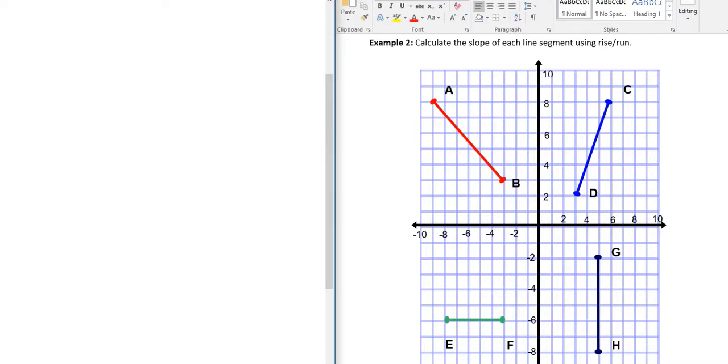I decided to split the screen just so it's easier to see this graph right here. Okay, so example 2 is asking us to calculate the slope of each line segment using the rise over run formula. Okay, so simply we can start with 2a, m, the slope of, and I'm going to just do that capital A because we can see it right here, equals rise over run.